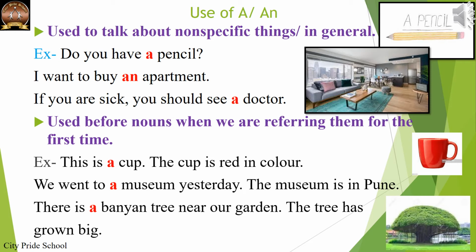Next example, there is a banyan tree near our garden. The tree has grown big. So when I say there is a banyan tree, we are talking about the banyan tree for the first time. And when I say the tree has grown big, I'm talking about the same tree which has grown big now.